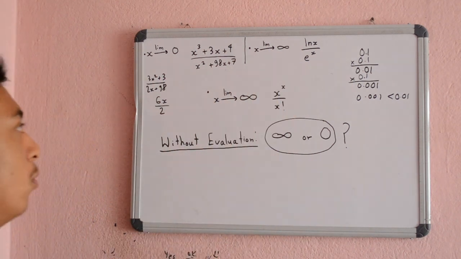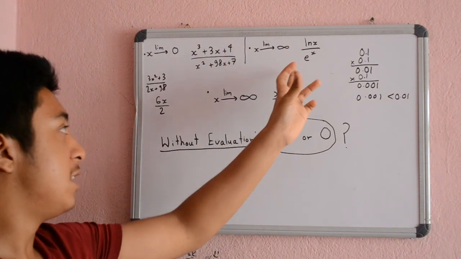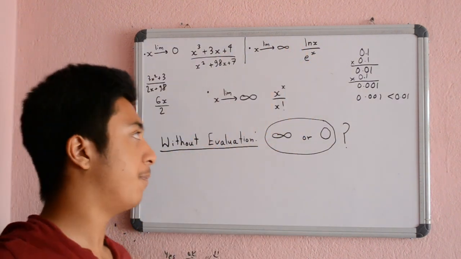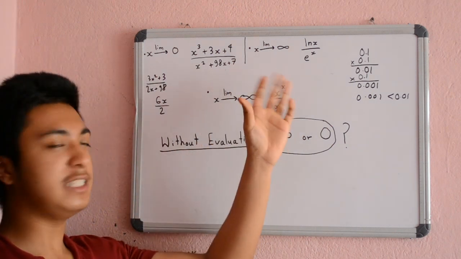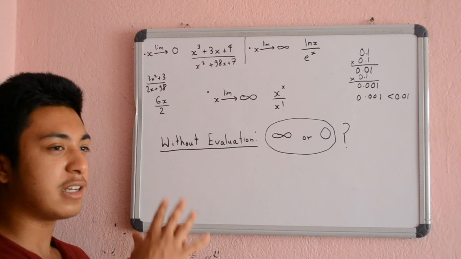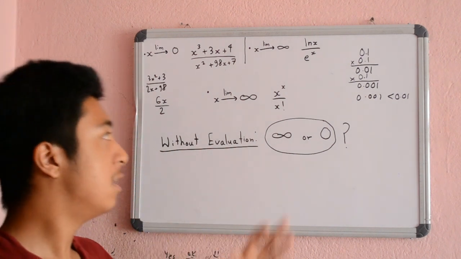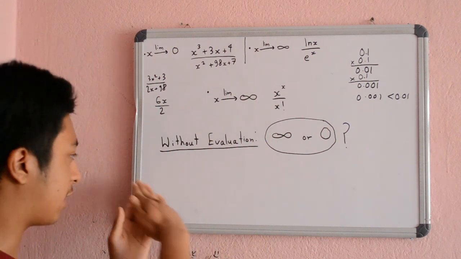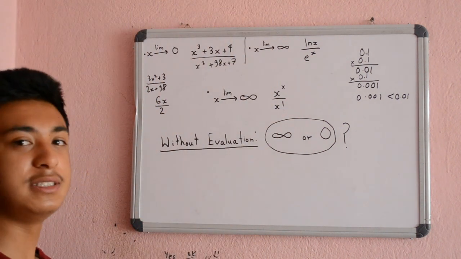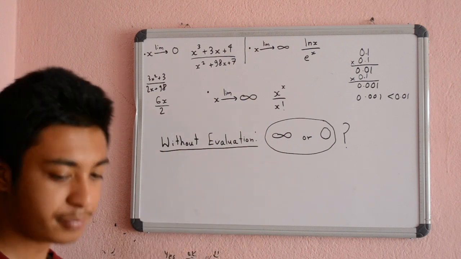So for the second limit, we have ln x over e to the power x as x tends to infinity. Now ln of infinity is infinity, e to the power infinity is also infinity. So without evaluation, I think this is kind of easy, because when you take the log of a number, you reduce that number by so much. But this is an exponential function. For an exponential function, the graph is like this, so that means the number will rise very much for bigger numbers.